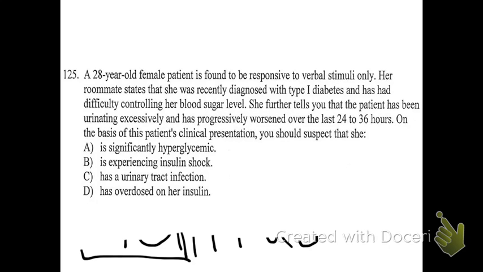You will never again forget hyperglycemia and the fact that it makes you pee, and your pee is sweet. Right? So, how do I close this out? Okay, so what we're looking at is hyperglycemia. The only choice then that fits is A, right?